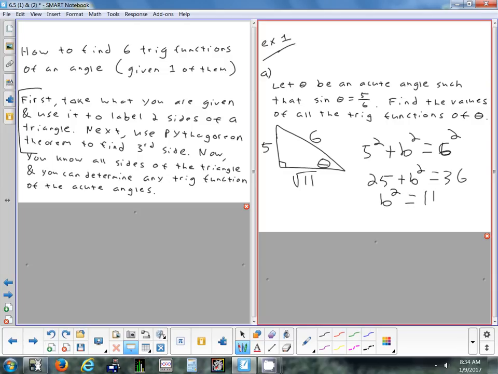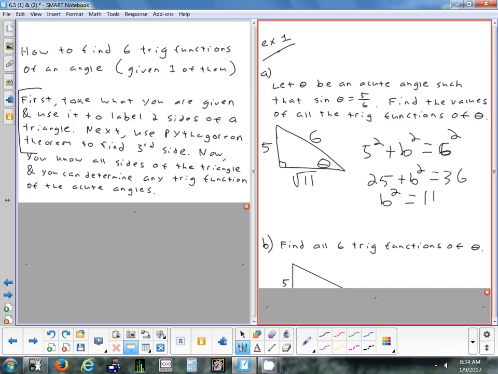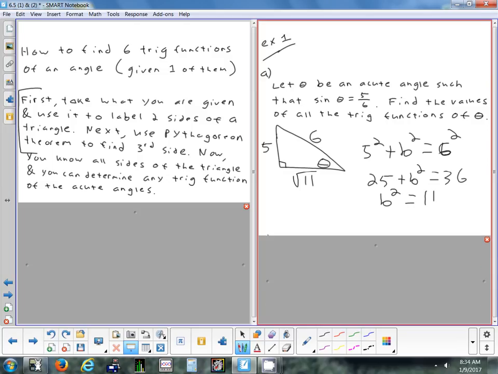Now, we got to be careful when we do the trig functions, because something could happen with this square root that we would have to fix. What could happen with that square root that we couldn't leave in the final answer?